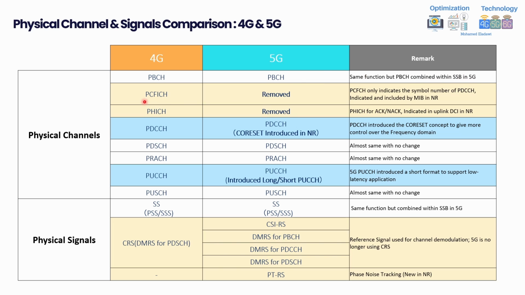And secondly, we have the PCFICH, which was part of 4G, and this stands for physical control format indicator. It was mainly used in 4G to provide information about the number of symbols used by the PDCCH.